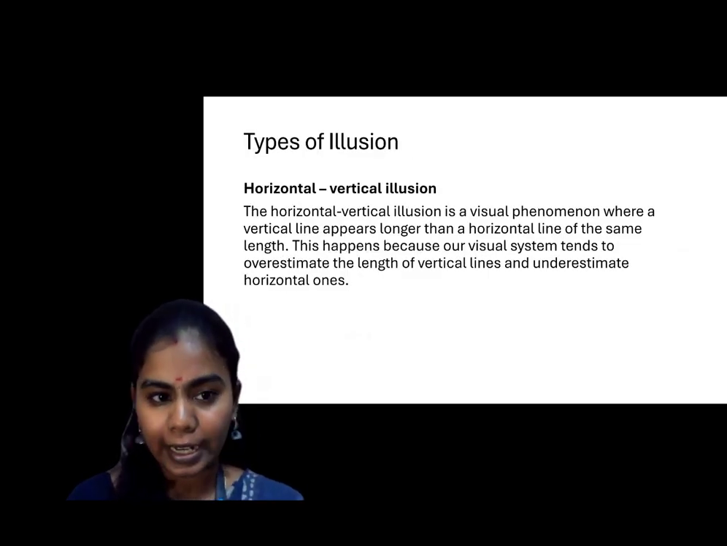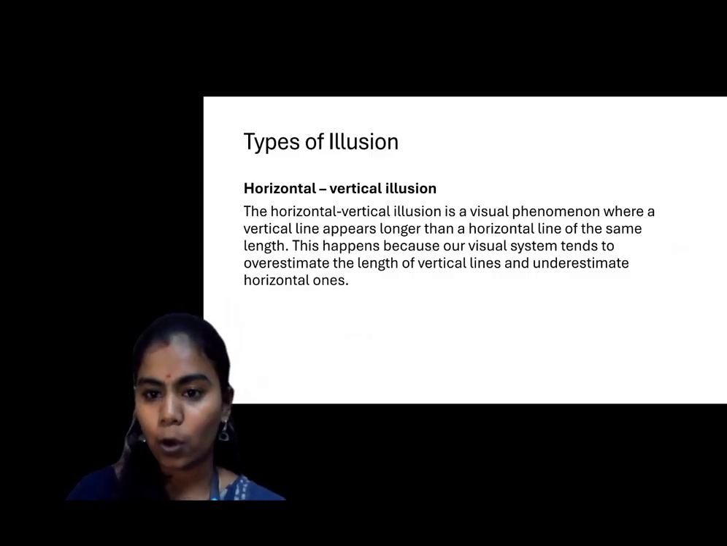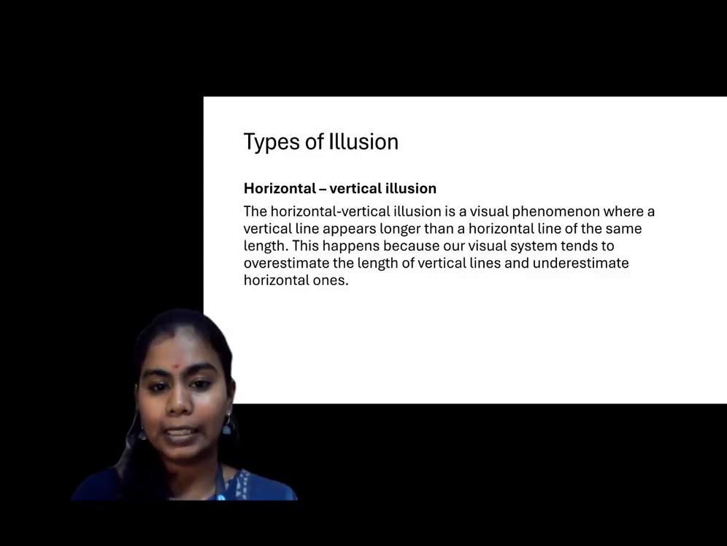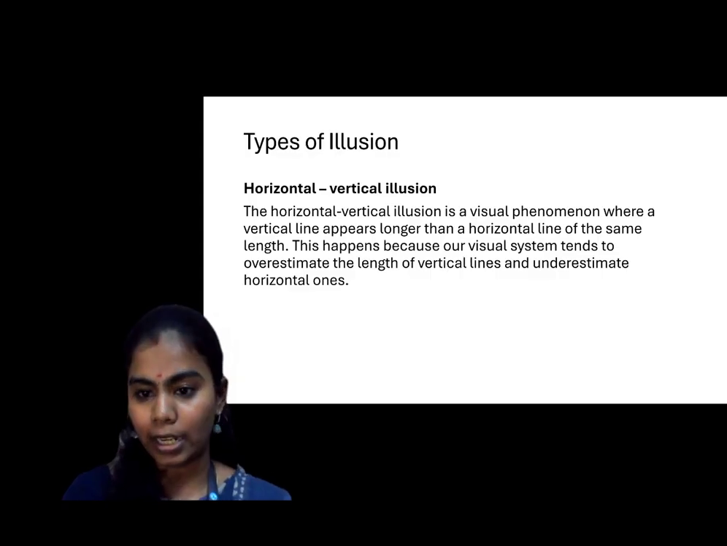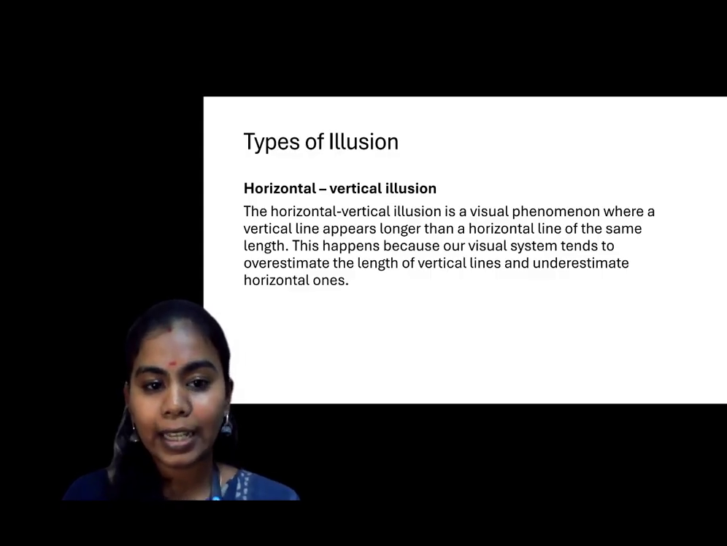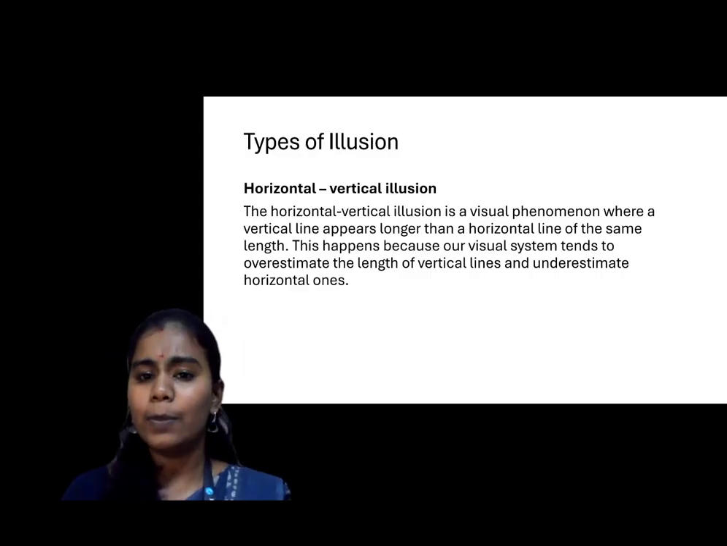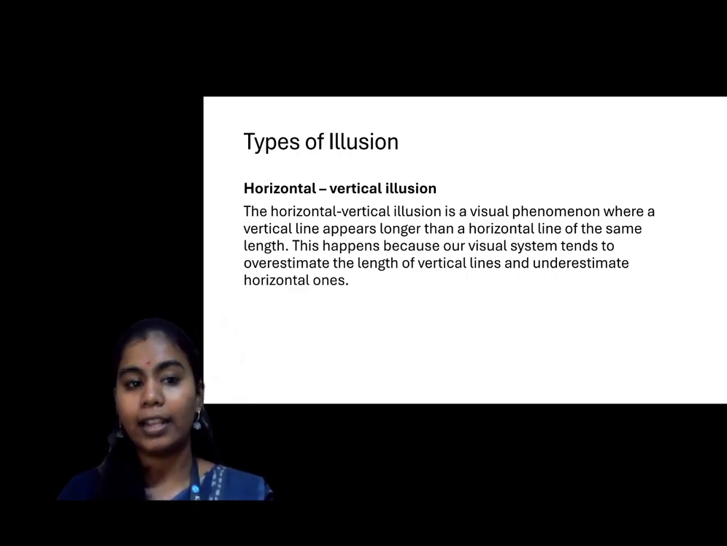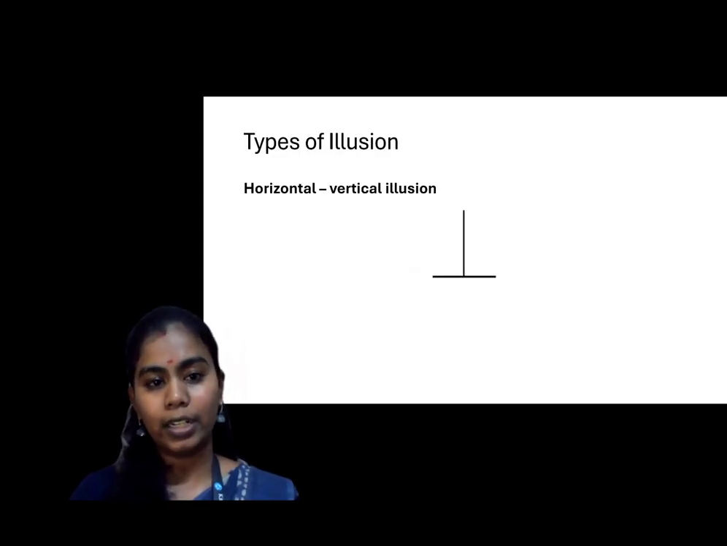One is horizontal vertical illusion. Horizontal vertical illusions are nothing but there will be two lines. One is a horizontal line, the sleeping line, and the vertical line, the standing line. Though the two lines are of equal length, we tend to perceive the vertical line as longer than the horizontal line, because we are overestimating the length of the vertical line and underestimating the length of the horizontal one. Our brain tends to perceive the vertical line as the longer one. That illusion is called the horizontal vertical illusion. For example, the inverted T.